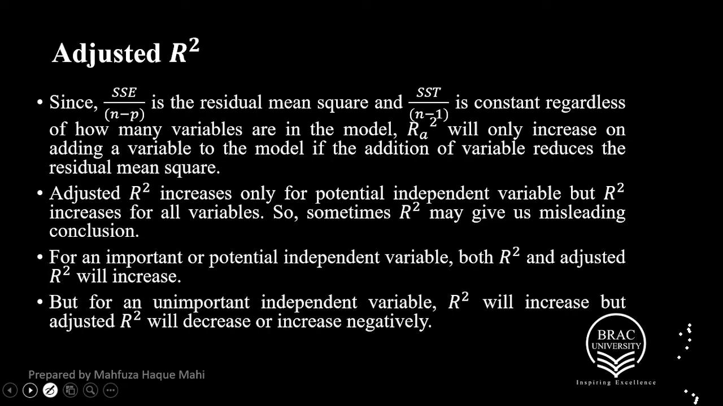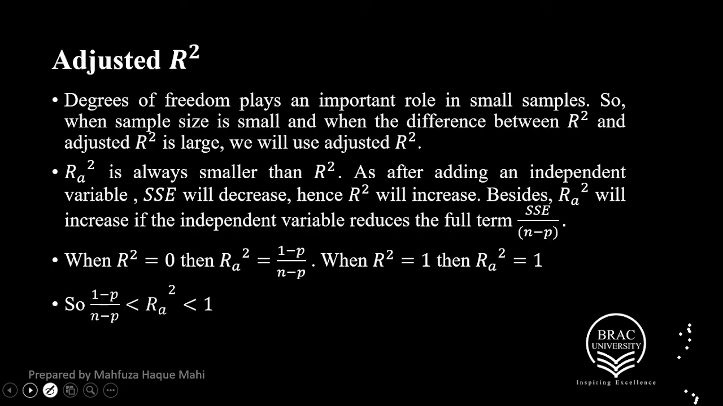For an important or potential independent variable, both R square and adjusted R square will increase, but for an unimportant independent variable, R square will increase, but adjusted R square will decrease or increase negatively. Degrees of freedom plays an important role in small samples. So, when sample size is small, and when the difference between R square and adjusted R square is large, we will use adjusted R square.